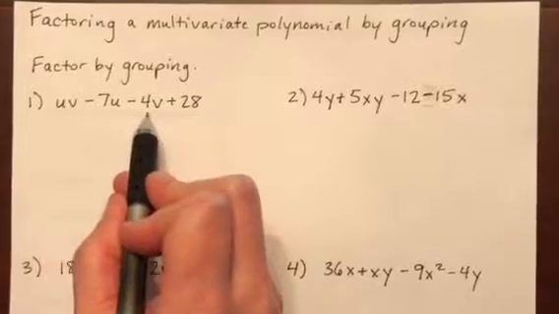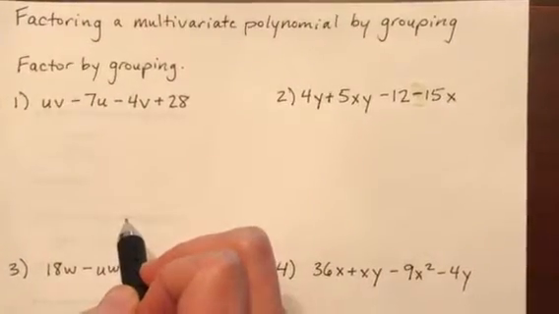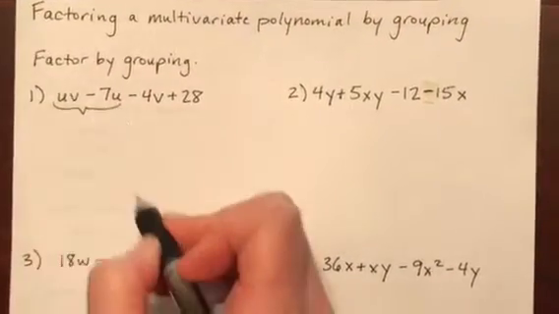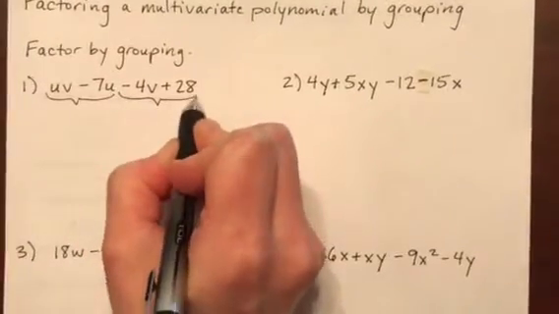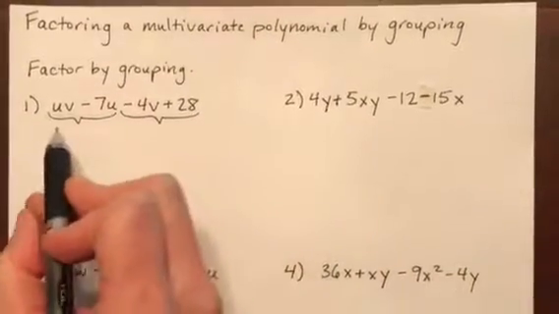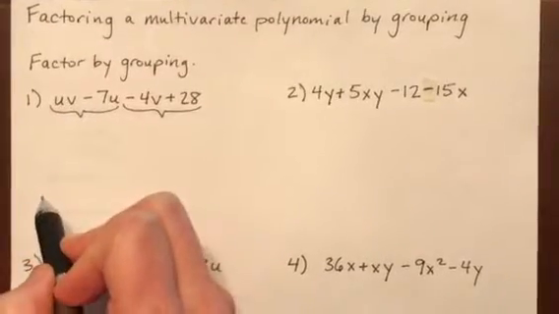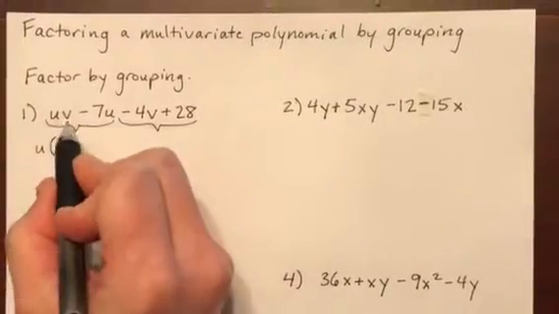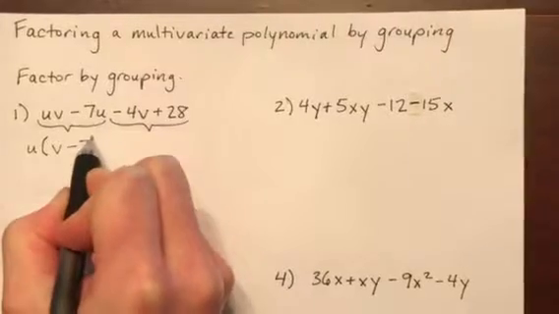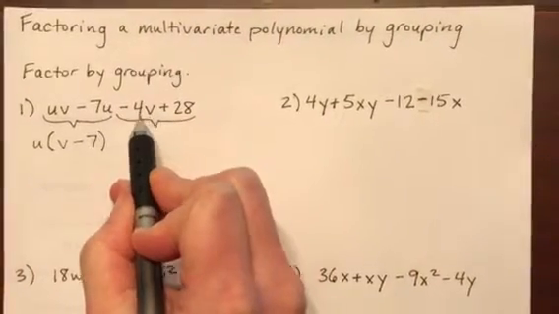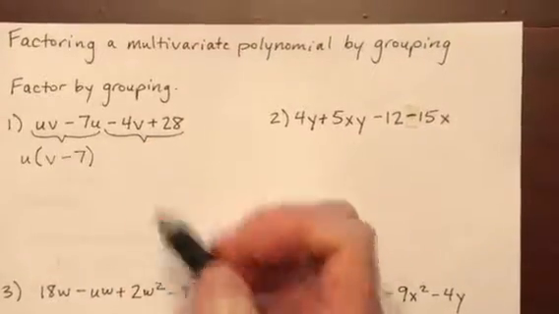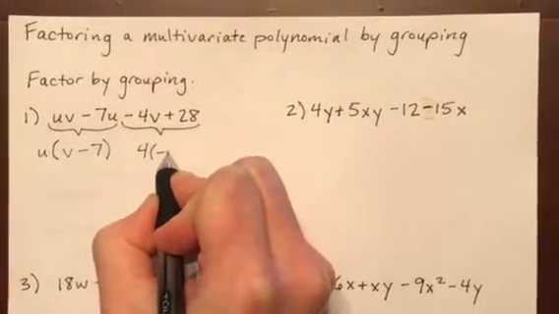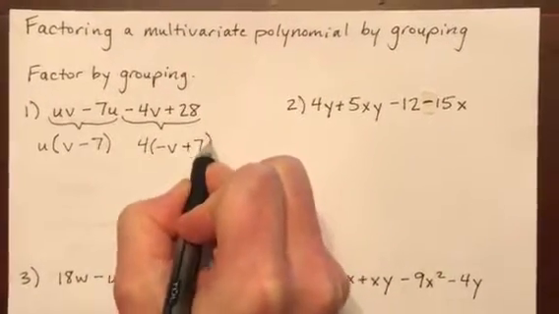uv minus 7u minus 4v plus 28. So usually when I factor by grouping, I look for a greatest common factor between the first 2 terms and a greatest common factor between the last 2 terms. In the first 2 terms, I see that both have a u, so I factor u out, and using the distributive property, I have left v minus 7. In the second 2, I notice that each is divisible by 4, and so if I factor out a 4, I would be left with negative v plus 7.